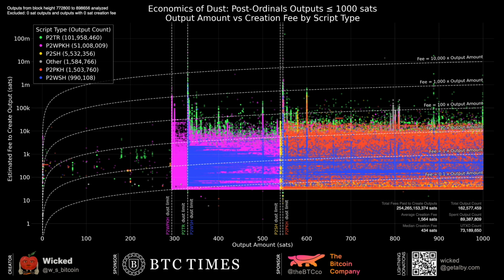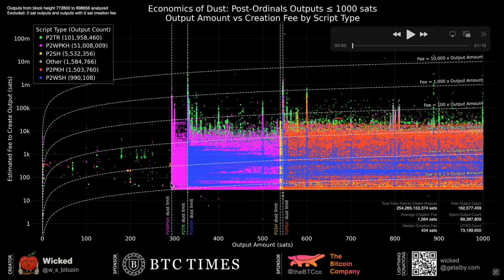Just to summarize everything, Bitcoin users have created over 162 million outputs below 1,000 sats since ordinals were released. They've spent over 250 billion sats in fees just to store 80 billion sats in those outputs. And only about 27% of those outputs were created at the dust limit. The rest were above it, and a very small fraction below, but those are pretty negligible.